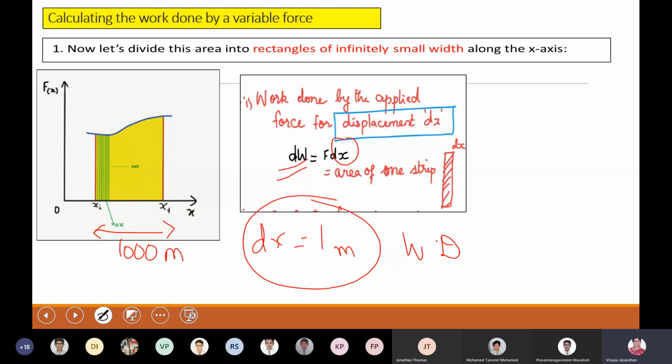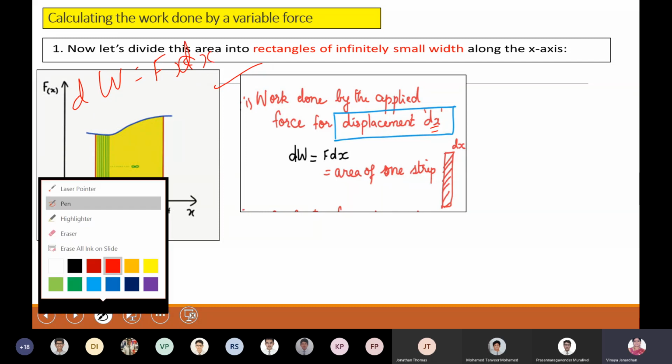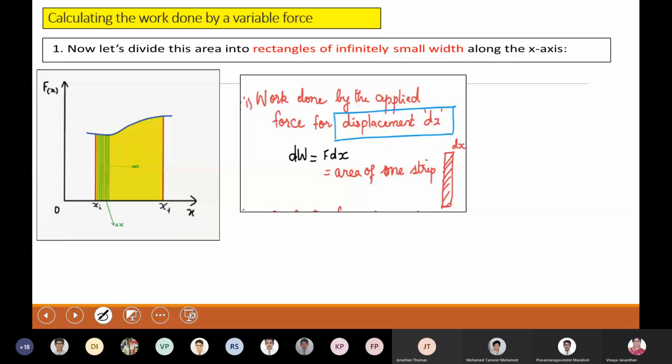And then let us find the work done by the force in moving the body through a distance of 1000 meters. So what you're doing is finding the work done in moving the body through a smaller displacement dx. You know the formula for work done, F into displacement, so here dW equals F dx. Is that clear, boys? Okay. Now, suppose I have divided it into 100 strips, or 1000 strips. So this is the work done for one strip.